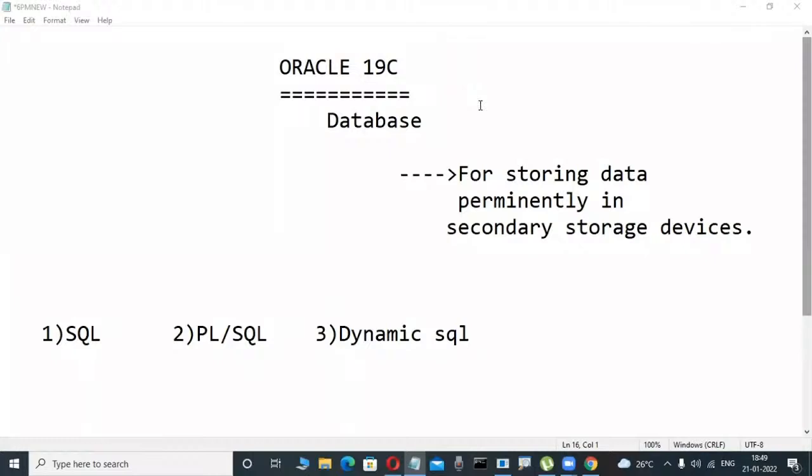Logical, physical, both the things relation. Okay, after 1 or 2 days, after that we are starting the actual classes. Don't worry.